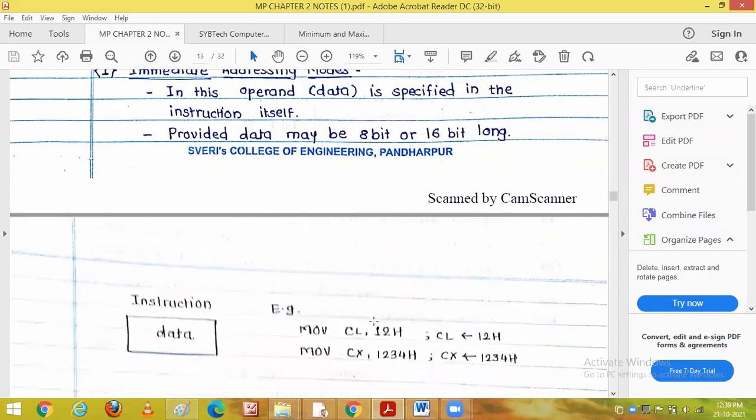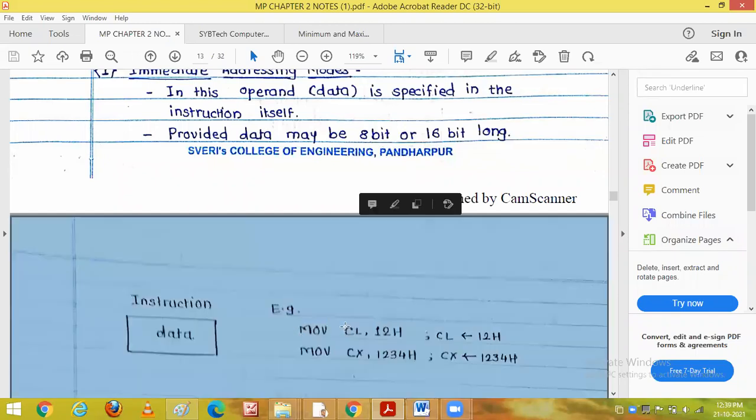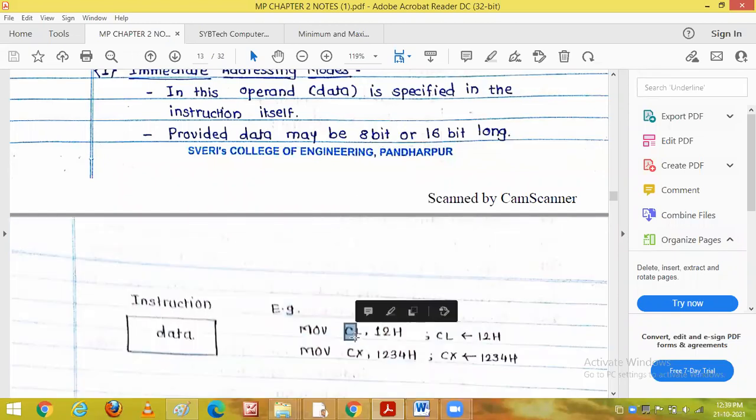For example, 12h is a piece of data, that is the information, everyone should agree. This data is along with the instruction only. What is the instruction here? MOV is the instruction. C is a register; A, B, C, D, you studied. C is a register. What is 12? 12 is a value, and a value is what we call data.